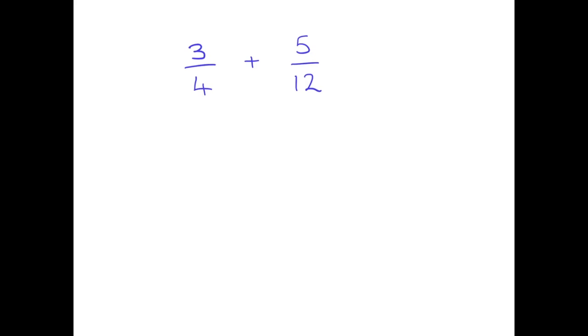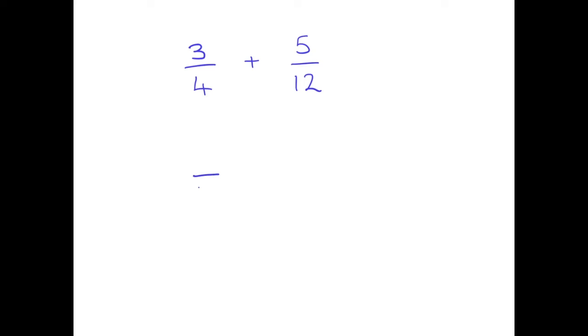Let's look at one more example to make sure you've got it. This time we're going to do 3/4 add 5/12. So first of all we need to find a common denominator, and to do that we look for the lowest number in both the 4 times table and the 12 times table. If you need to write them down to do that, then do so. You should find that the lowest number that appears in both times tables is 12, so we'll use 12 as our common denominator.